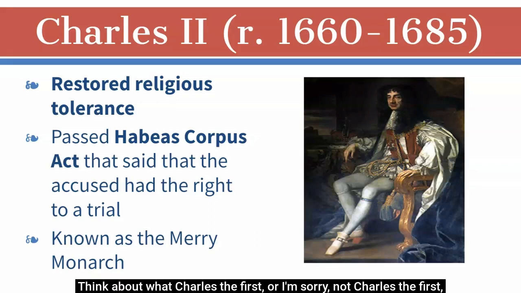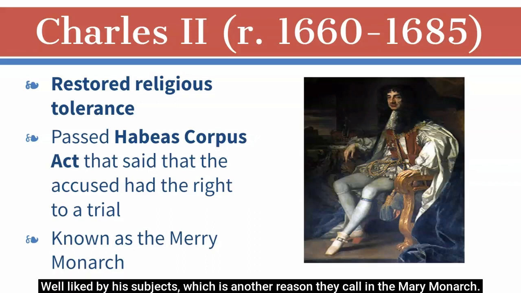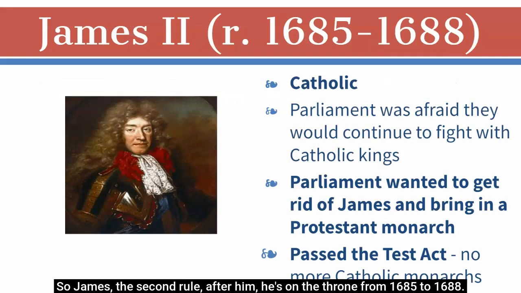Think about what not Charles I, but Oliver Cromwell did that had an association with the word merry. What did he take away? Charles II also was well liked by his subjects, which is another reason they call him the Merry Monarch. But another time to think question, what actions would Charles II have done to earn him the nickname the Merry Monarch?